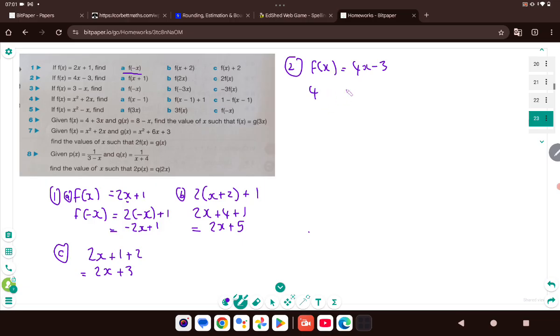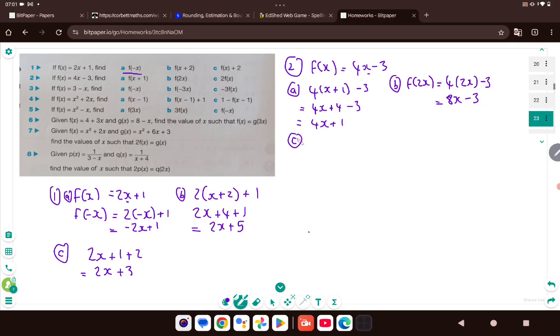So we're replacing the x here in A for x plus 1. 4x plus 4, take away 3, 4x plus 1. And the f of 2x, we're replacing the x for 2x. 4 times 2x is 8x, take away 3. Part C, 2f of x, we're simply multiplying the whole function by 2.